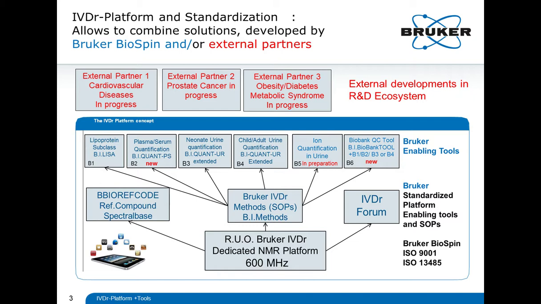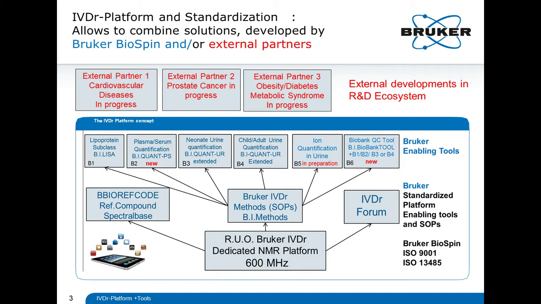Now you see here a picture of this platform concept. We start on the bottom with the IVDr platform at 600 megahertz. This is a standard frequency, as it was used a lot in the pharmaceutical industry and also in clinical translational research. This is research use only, and on top of that we have the SOPs. We call that our IVDr methods.